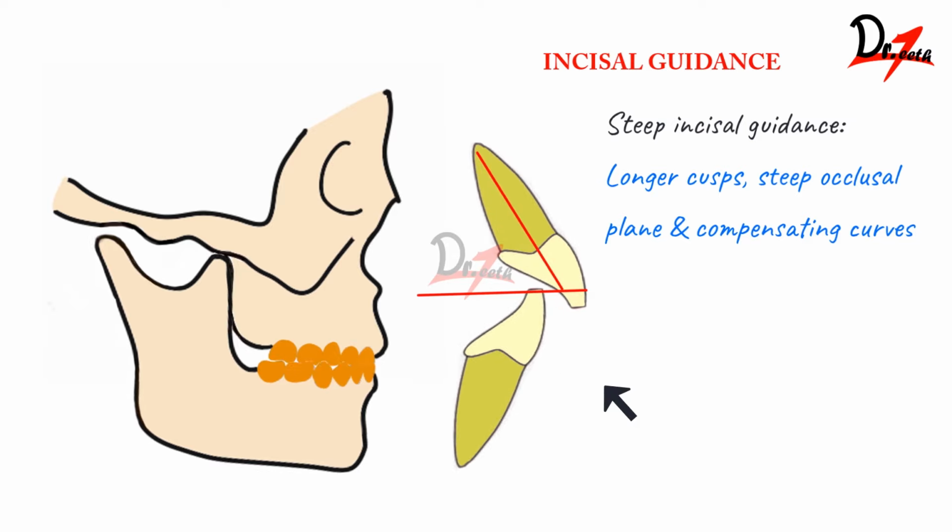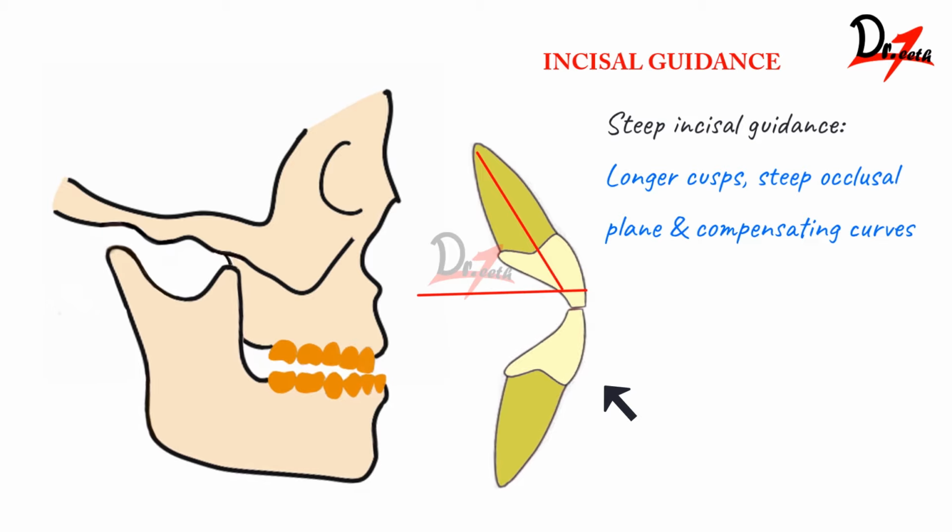Now when this angle is steep, if you try to bring your mandible forward, what will happen? This will create a lot of spacing in the posterior. So to compensate for that, we need to have steep cusps. In addition, we will also need a steep occlusal plane and also a steep compensating curve. So we have to make sure that we don't have such a steep angle here. It should be as flat as possible as long as aesthetics and phonetics are not compromised.